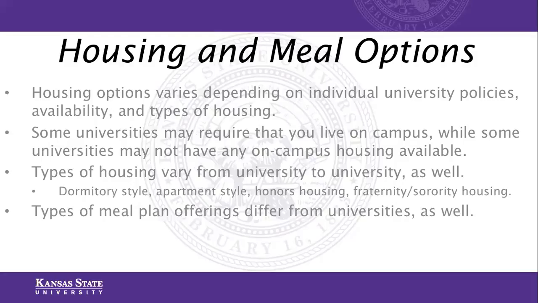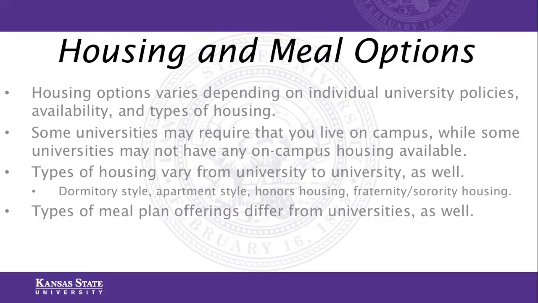There are various types of on-campus housing. There may be dormitory style, or apartment style housing that could be on or off campus. There may be honors housing for students that have a specific GPA, or a specific interest. Maybe they have a section where it's just architecture students living in a specific area, or students who are interested in international politics living in one specific area. So each university is going to handle it differently.